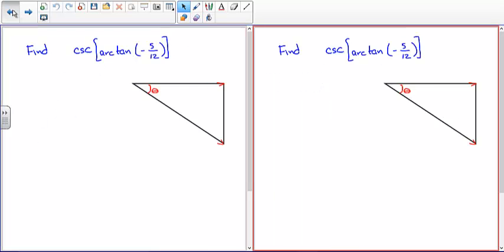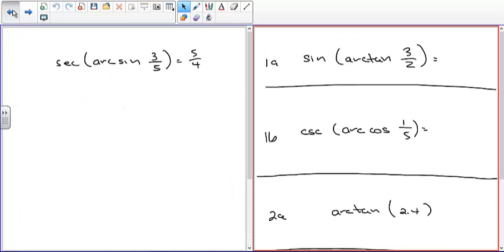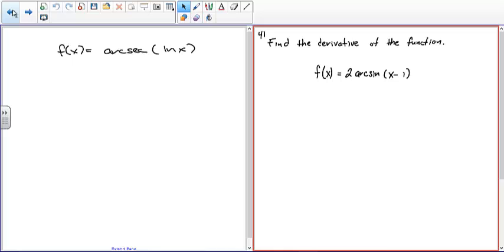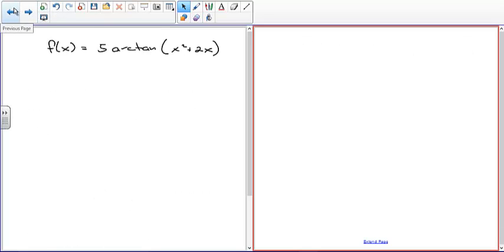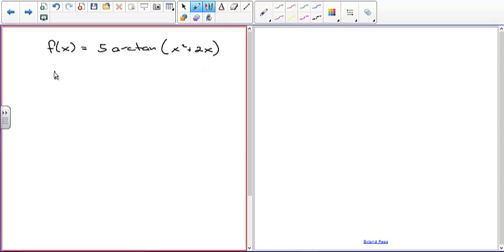Okay, let's go back and find some problems to work. So here's the first one. What is the derivative of the function 5 times the arctangent of x squared plus 2x? So what's the formula? Well, the formula says the derivative with respect to x of the arctangent of x is equal to 1 over 1 plus x squared. So you just use the chain rule.